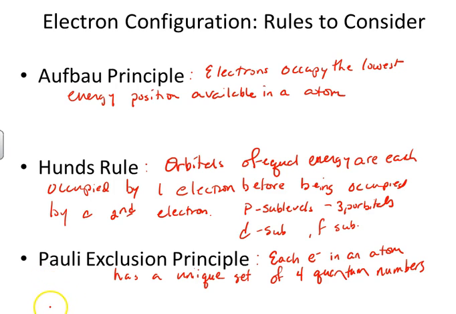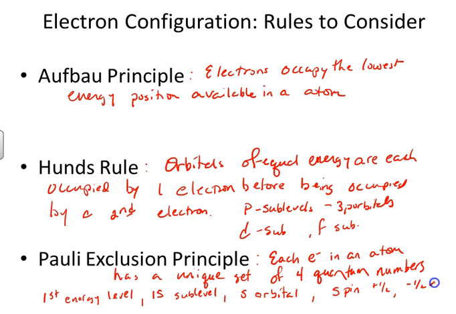So for instance, for helium, its 2 electrons are in the first energy level, in the s sublevel, and in the s orbital in that 1s sublevel. So the first 3 quantum numbers out of the 4 are going to be the same, but the 4th quantum number, spin, the 2 electrons sitting in this s orbital will have a positive 1/2 and a negative 1/2 spin. We'll apply these as we go, but these are the fundamental rules.